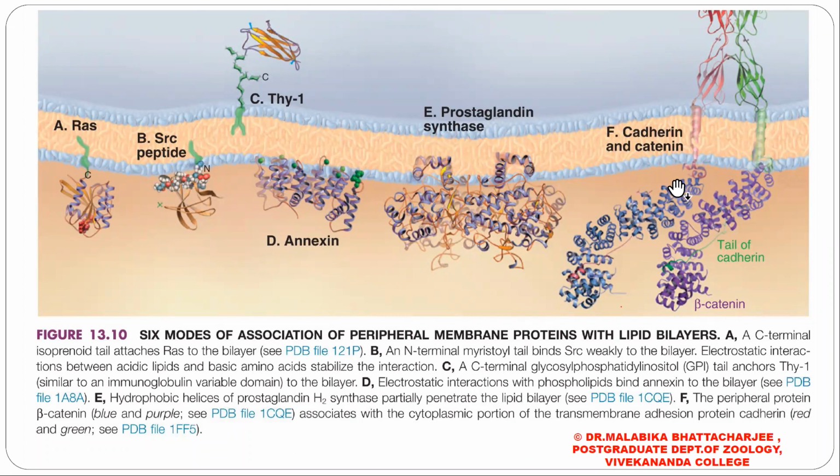And F, the peripheral protein, this is beta-catenin. Let us look at beta-catenin first, blue and purple. So the peripheral protein beta-catenin associates with the cytoplasmic portion of the transmembrane adhesion protein cadherin. So this is cadherin, the transmembrane protein. These are the tails of cadherin, and you see the cytoplasmic protein beta-catenin has attached to the tails of cadherin. So these are the different ways in which peripheral proteins might remain attached to the lipid bilayer. We'll stop our class today.